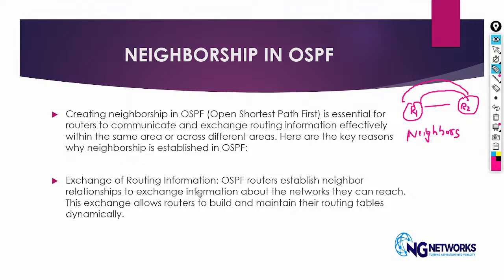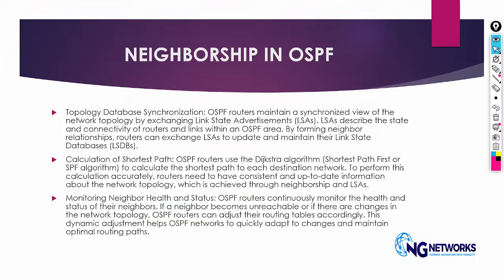So here it is written: exchanging of routing information means OSPF routers establish neighbor relationships to exchange information about the networks they can reach. This exchange allows routers to build and maintain routing tables dynamically. This neighborship is already effectively creating the routing tables.